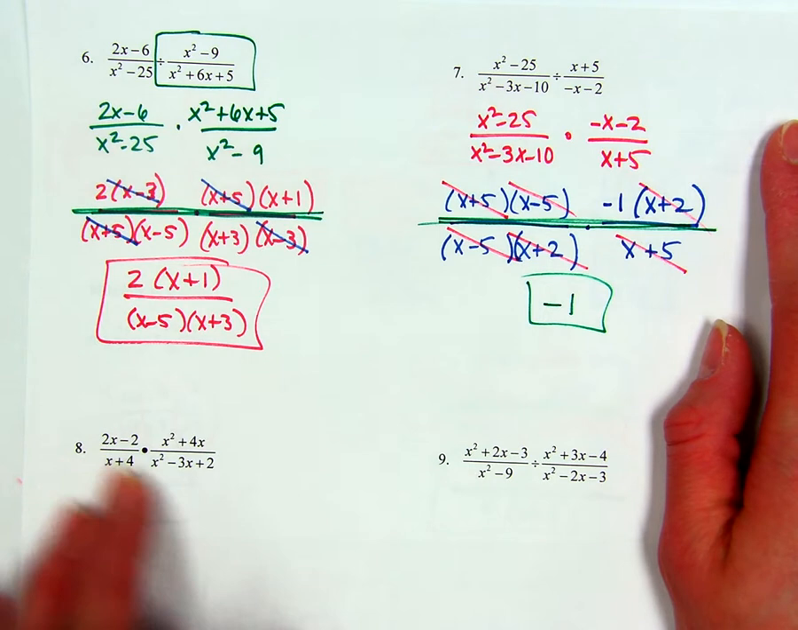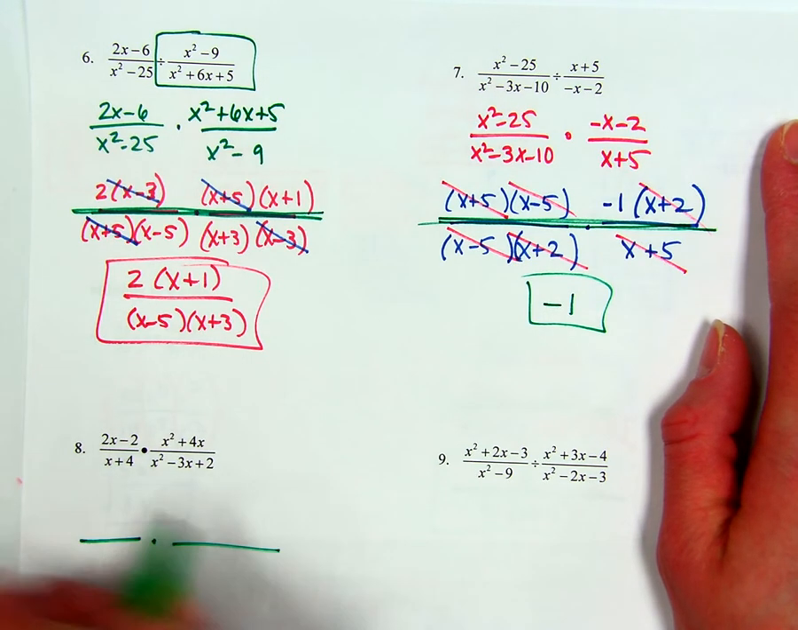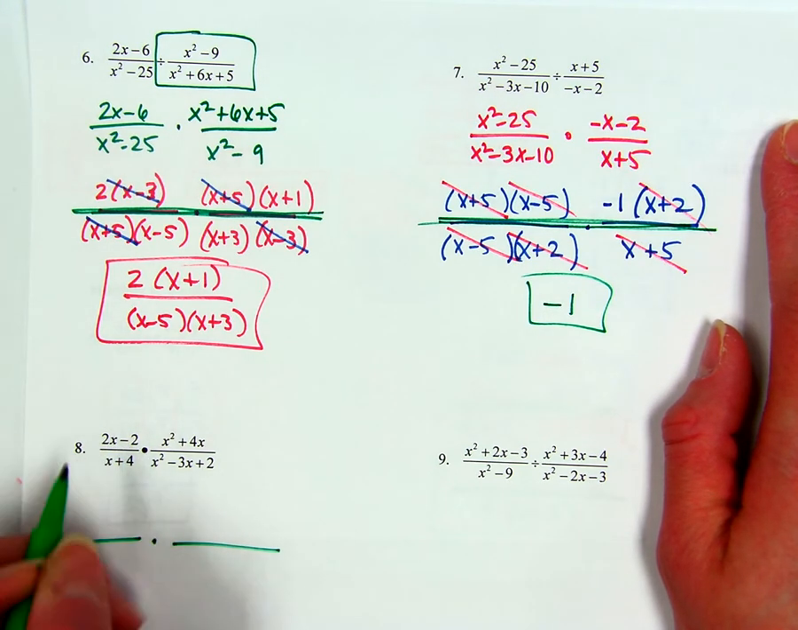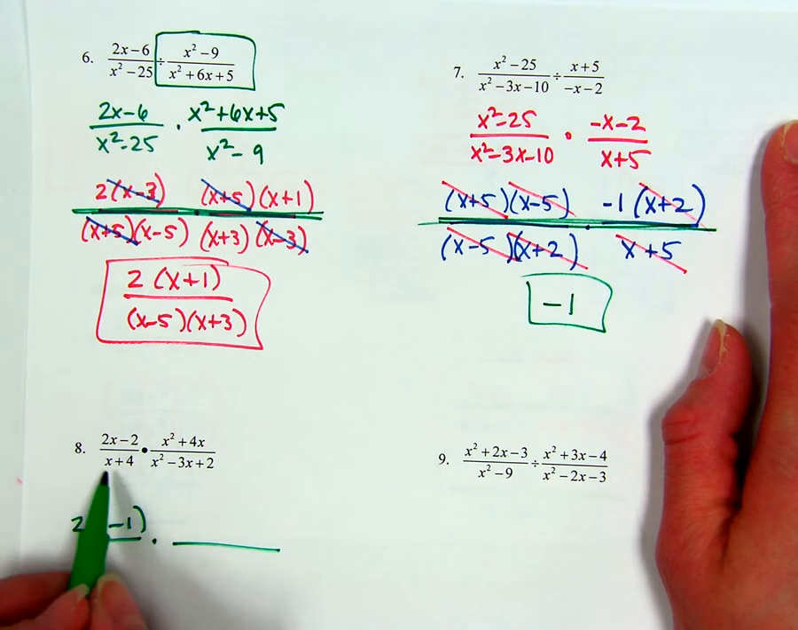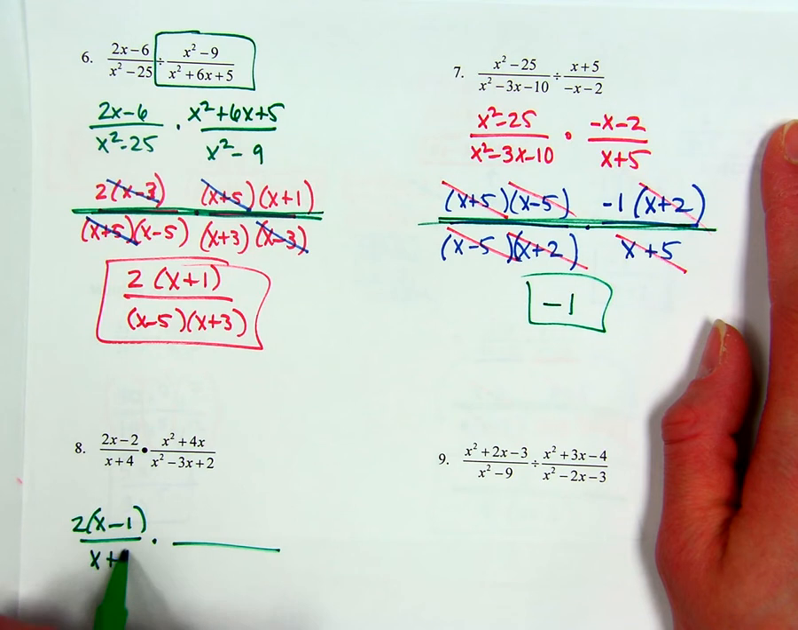Multiplication. So we do not flip anything. We're just going to try to factor. Look for a GCF in here. So you could divide by 2. We got 2 times x minus 1. There's no GCF here, so keep that the same.